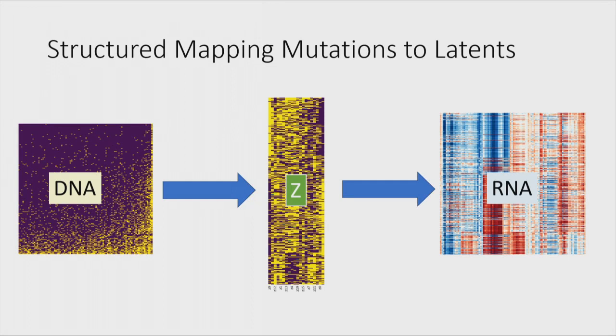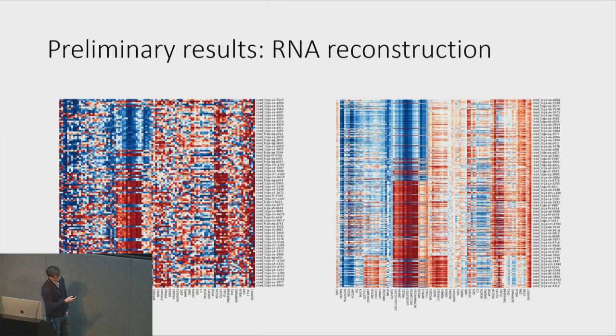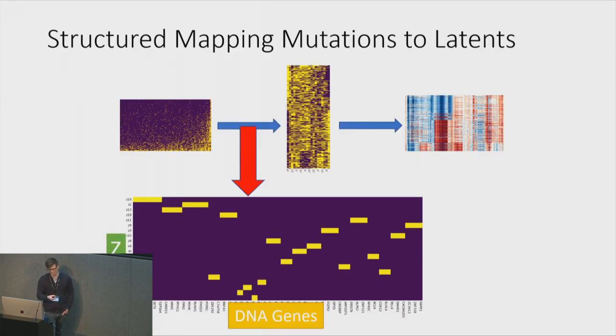So we are mapping DNA to this discrete latent space, again, to the RNA. We're not so interested in this. This is the sanity check. The reconstruction works quite well. But what we're really interested in finding out is what is being learned in this structured prior.